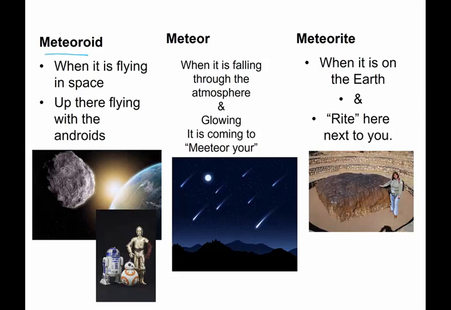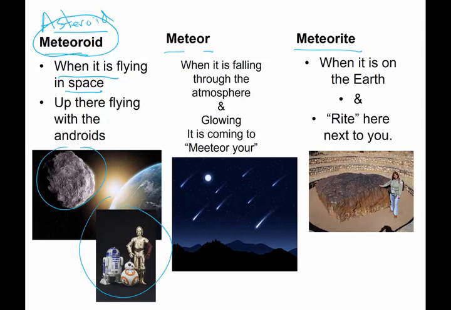Okay, meteoroid, meteor, meteorite. What's the difference and how do you keep the names straight? Here's how it works. When it is flying up in space, it is a meteoroid, kind of like an asteroid. How do I keep it straight? When they are flying up in space where the droids are, then it is a meteoroid. That's how I keep it straight.